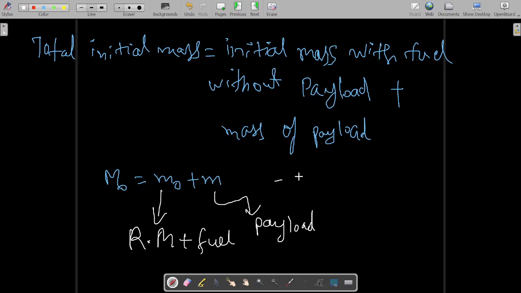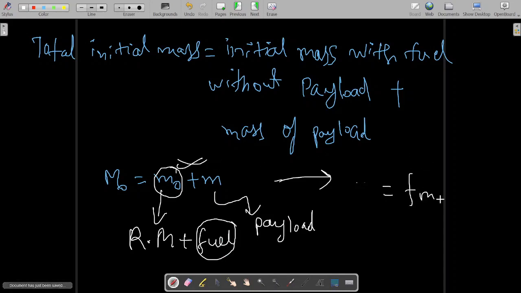Now after a certain time, what will happen? As the fuel is burning, this m naught will reduce, and suppose it reduces to some fraction of the initial mass. So the final mass will be, let us assume, f m naught, where f is greater than 0 but smaller than 1. It is a fraction. So f m naught plus m.